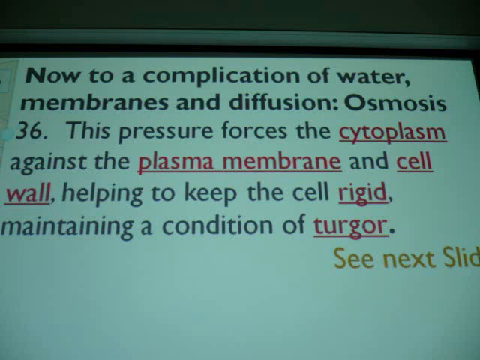Turgor pressure is the amount of water that's inside that cell. If you water it too much, you get too much water in the cell, and that's high turgor pressure. If you don't water it enough, it's going to droop over and wilt. That's low turgor pressure. If you water it just right, it stands there just pretty and the leaves point toward the sun, that's perfect turgor pressure. It all boils down to how much water is inside those cells, making that plant stand up.